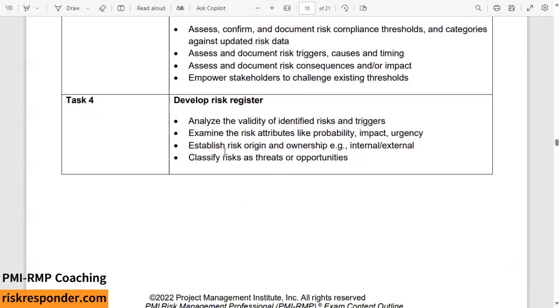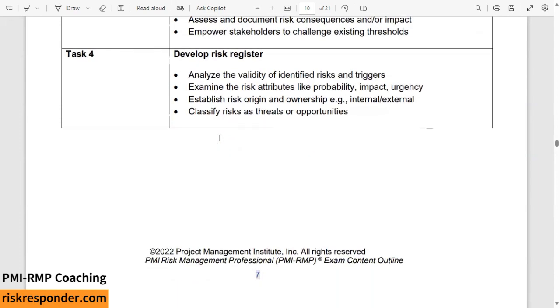You want to develop the risk register, like I said, based on the CRE model. So many things need to be here. You got to analyze the validity of identified risks. You got to do a quantitative, qualitative risk analysis. You got to do risk response planning, but you want to bring the stakeholders along for the ride. And then you got to decide where is the risk coming from, like the cause of the risk, who is the owner of the risk, what is the impact of the risk, so on and so forth.